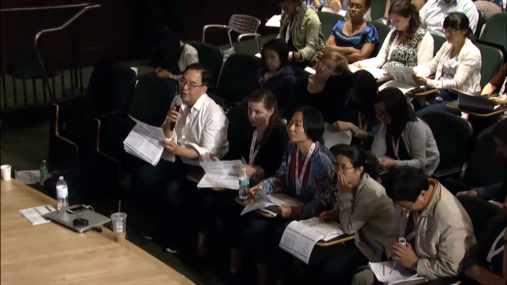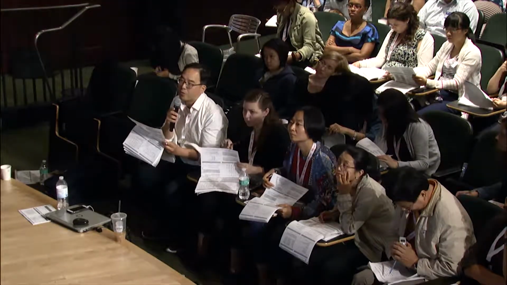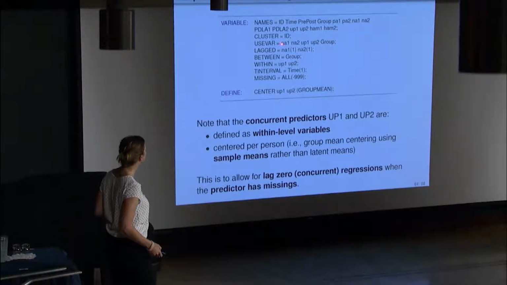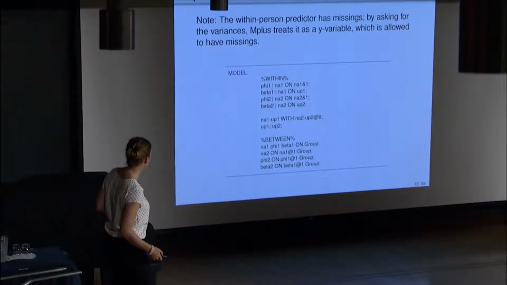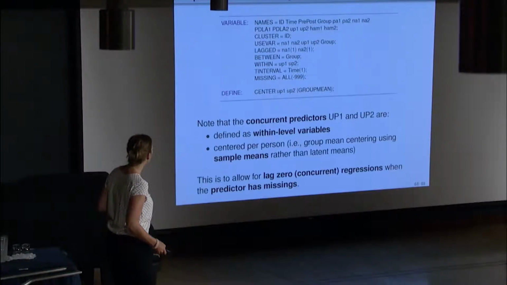And second, regarding the syntax, if we see slide number 64, you're defining the use variable command as NA1, NA2, up 1, up 2. Now, in the syntax on 65, NA1, 2, up 1 is used, with NA2 with up 2 used. That means NA2 with up 1 with up 2 at 0, right? That's what you defined in the syntax.